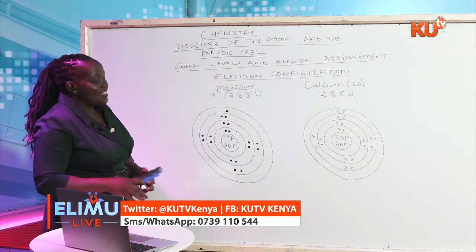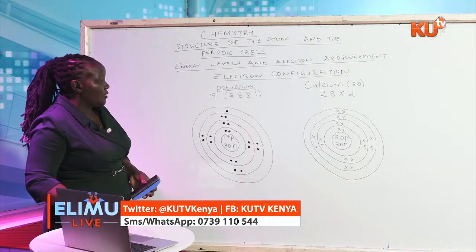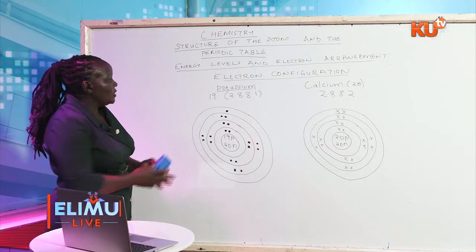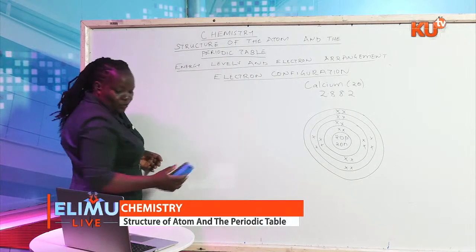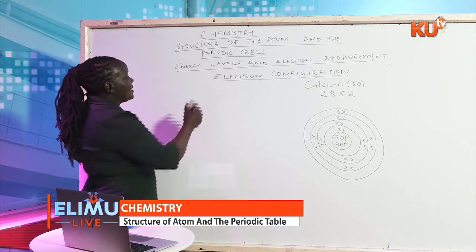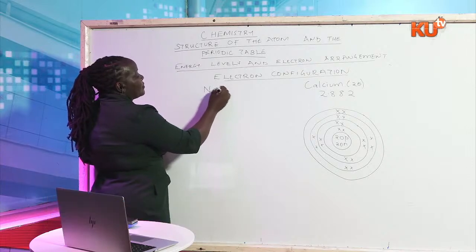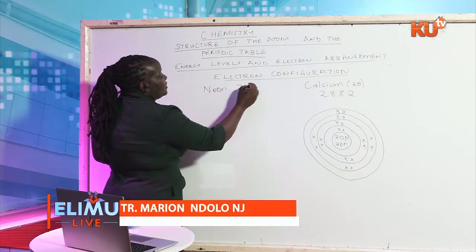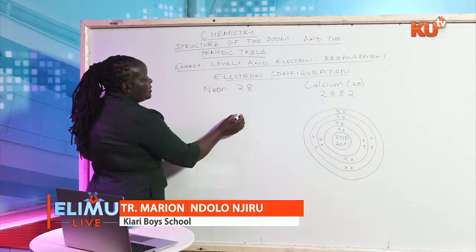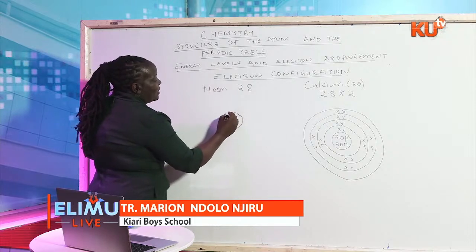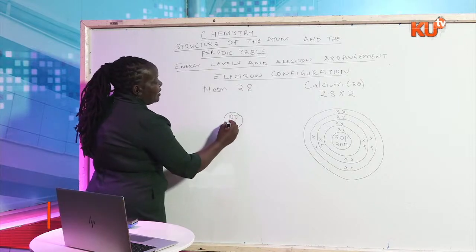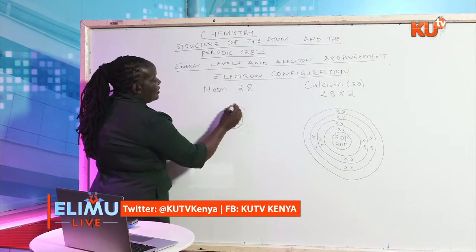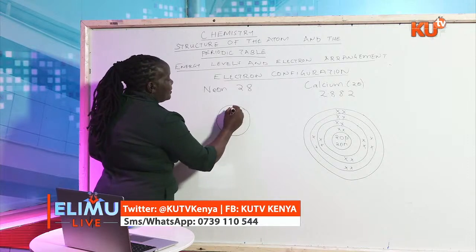I want us to look at the electron configuration of the following atom, and there's something that we are going to note. That of neon, we had previously looked at it, and we had seen that the electron configuration is 2-8. So we have 10 protons, and then we have 10 neutrons, and then we have its structure there.